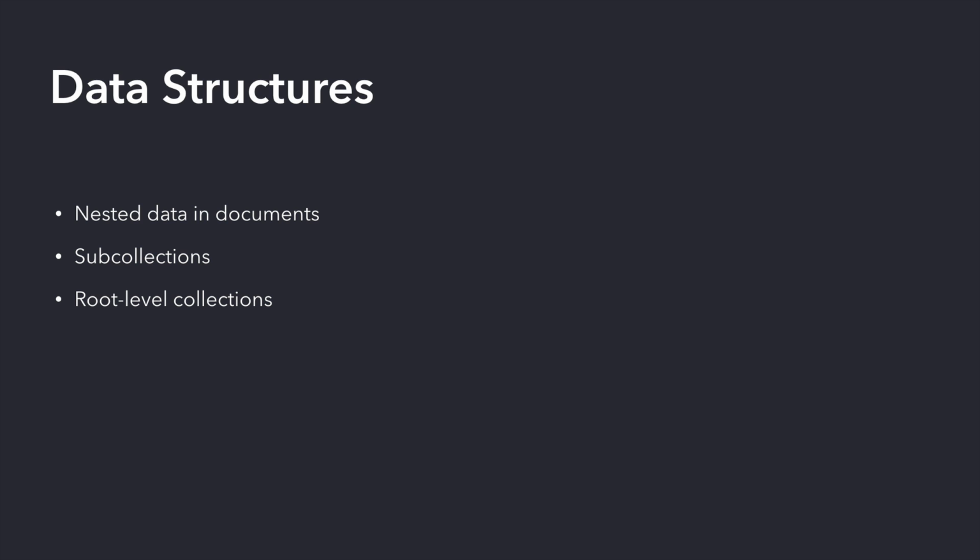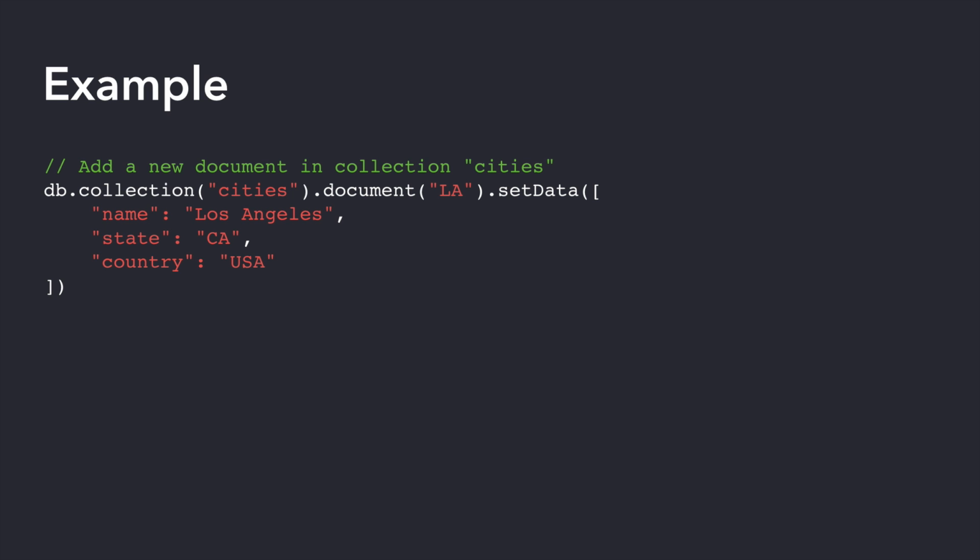And let's now have a quick look at one last example before we get started doing something, which is how this looks in code. So if we want to create a new document, let's say in a collection cities, we want to put a document LA into this cities collection, and then we also want to put some data into this document, then this is what this looks like.